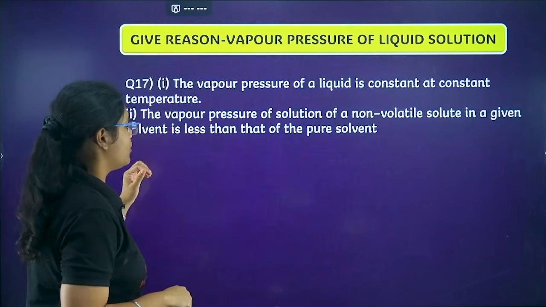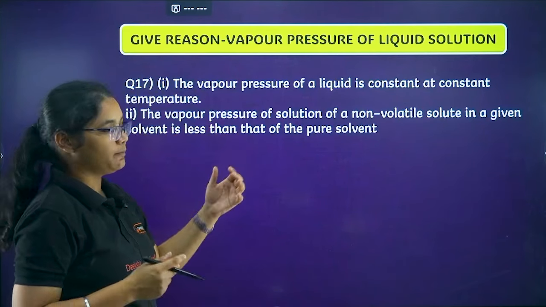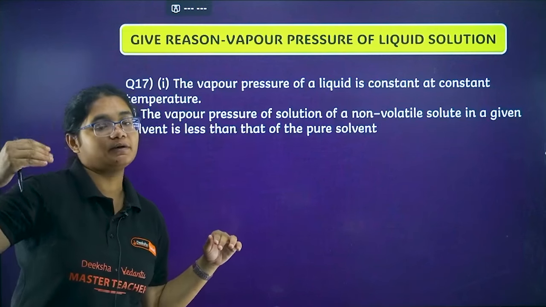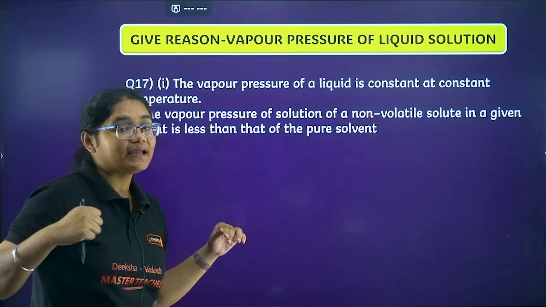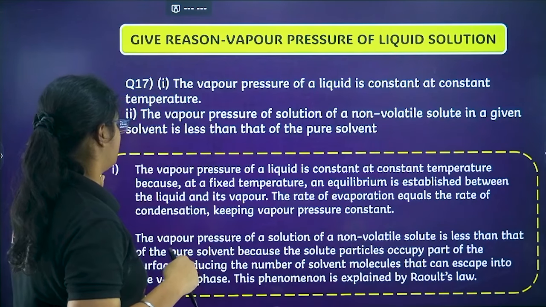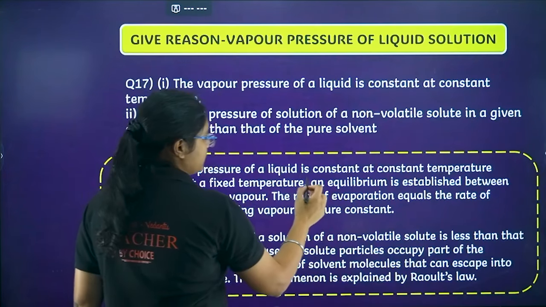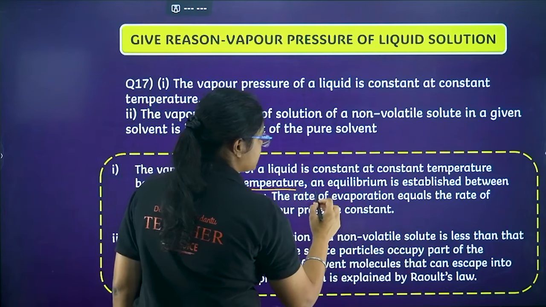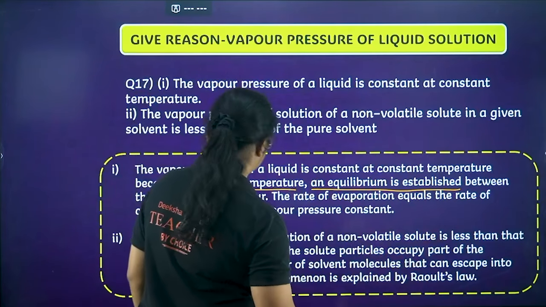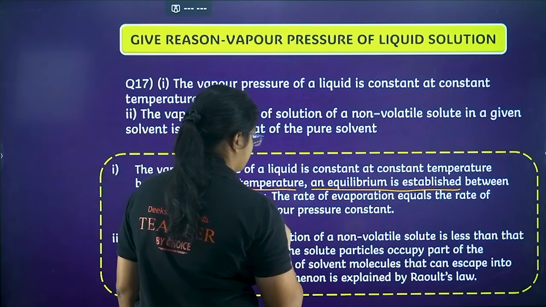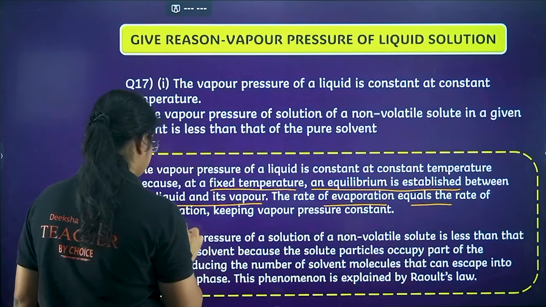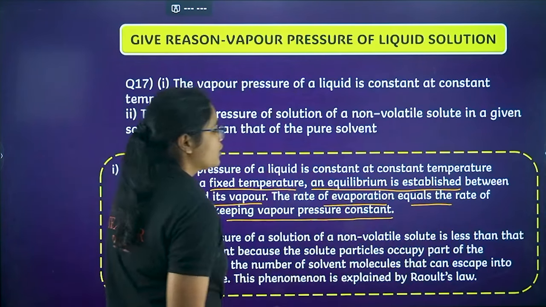And the second one, we all know, as I add more solute particles, they occupy the surface, they allow fewer solvent particles to evaporate, making the vapor pressure lower, right? Now see, the vapor pressure of a liquid is constant at a constant temperature because at a fixed temperature an equilibrium is established between the liquid and its vapor. The rate of evaporation equals the rate of condensation, keeping the vapor pressure constant.